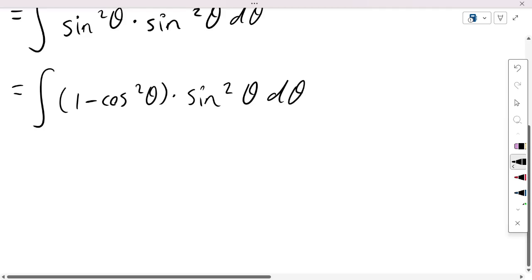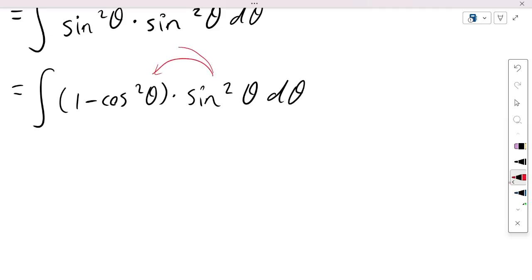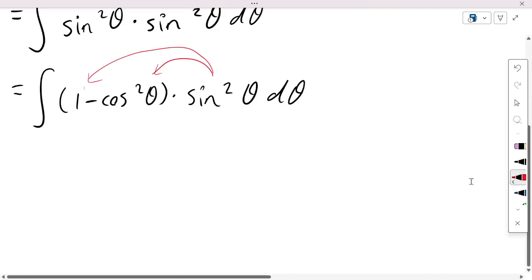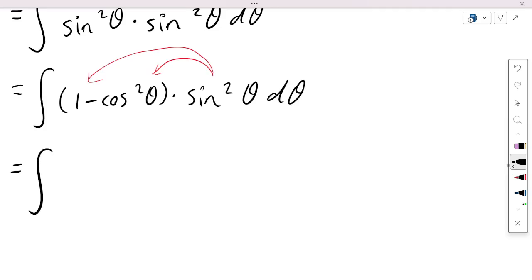So what you notice over here is that the sine square theta can go into the bracket, into these two terms. So therefore we can write it as the integral of, actually, I'll just go along over here. This is going to give us sine square theta, because it's sine square theta multiplied by 1. And then it's going to be minus sine square theta multiplied by cos square theta, which is going to look like this: sine square theta multiplied by cosine square theta.